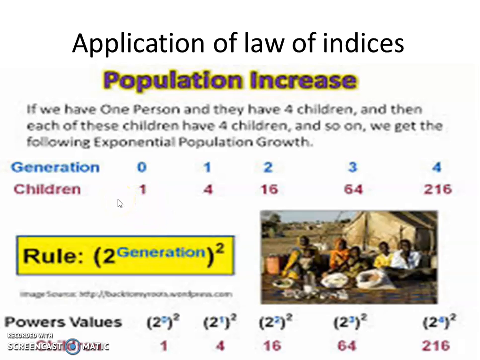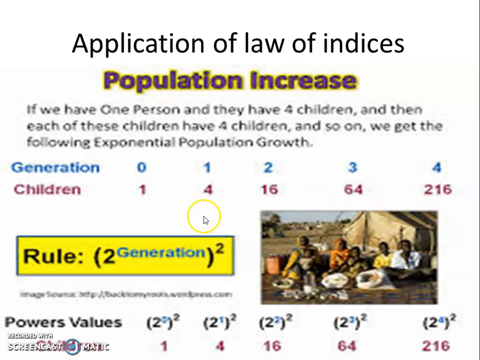The first thing we have to consider is one child; one generation has at least one child. That means 1 is our lower step. But each of these children has 4 children. That means the one child has 4 children. 2 children have 4 into 4, 16. Then 4 raised to cube is 64 and 4 raised to 4 is 256.